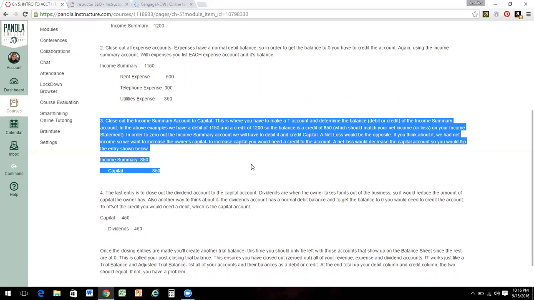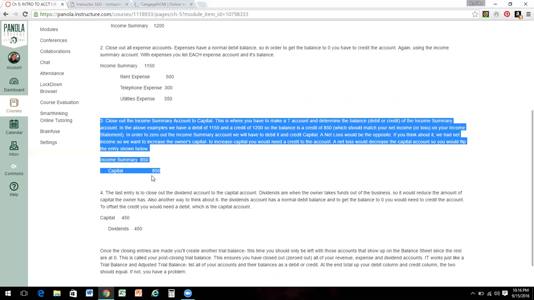If you had a net loss, the journal entry flips. So the first 2 entries are always the same. The third entry is the one that can flip depending on whether you have net income or net loss. So you guys hopefully understand so far. It's a little tricky. If you get stumped on it, let me know.